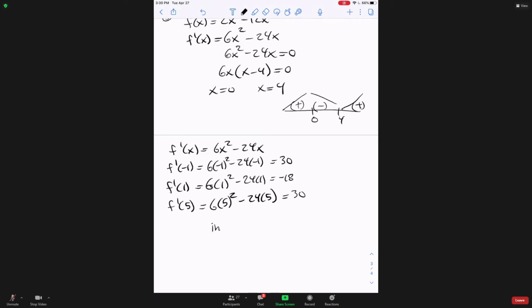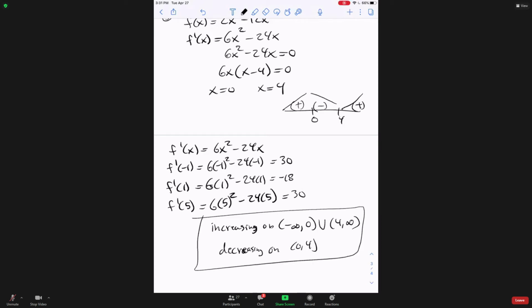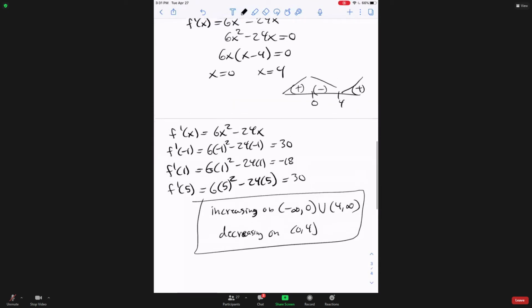All right, so here's how you write the answer. Increasing on -infinity to 0, union 4 to infinity. Decreasing on 0 to 4. Does that make sense?